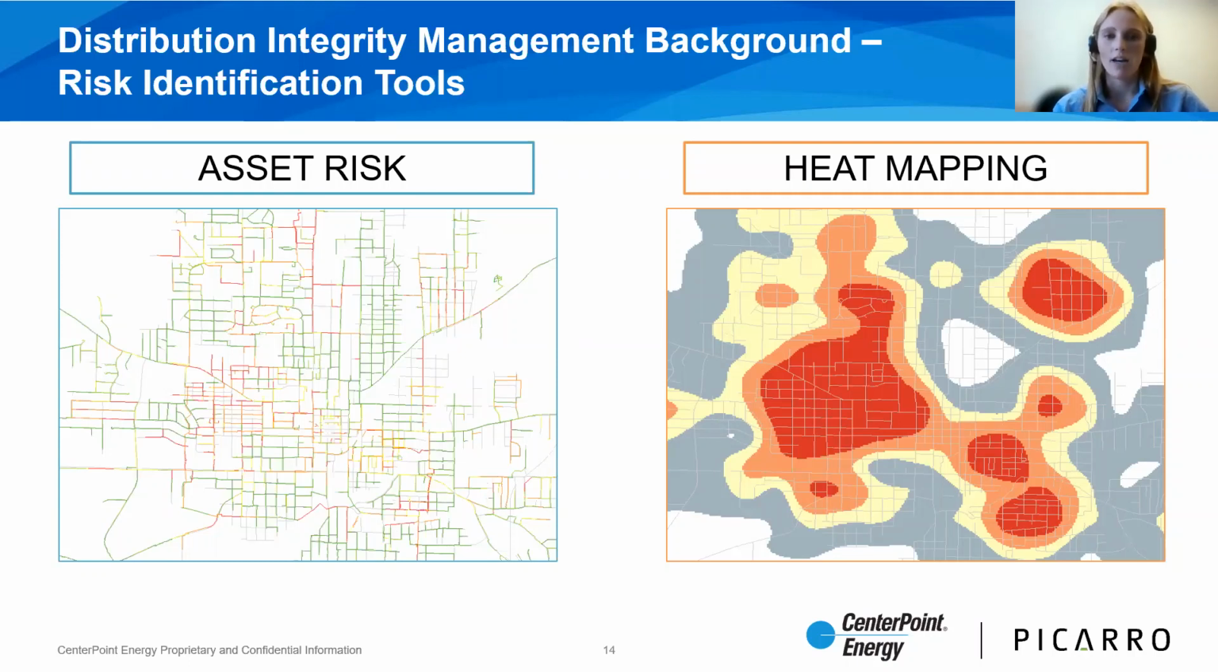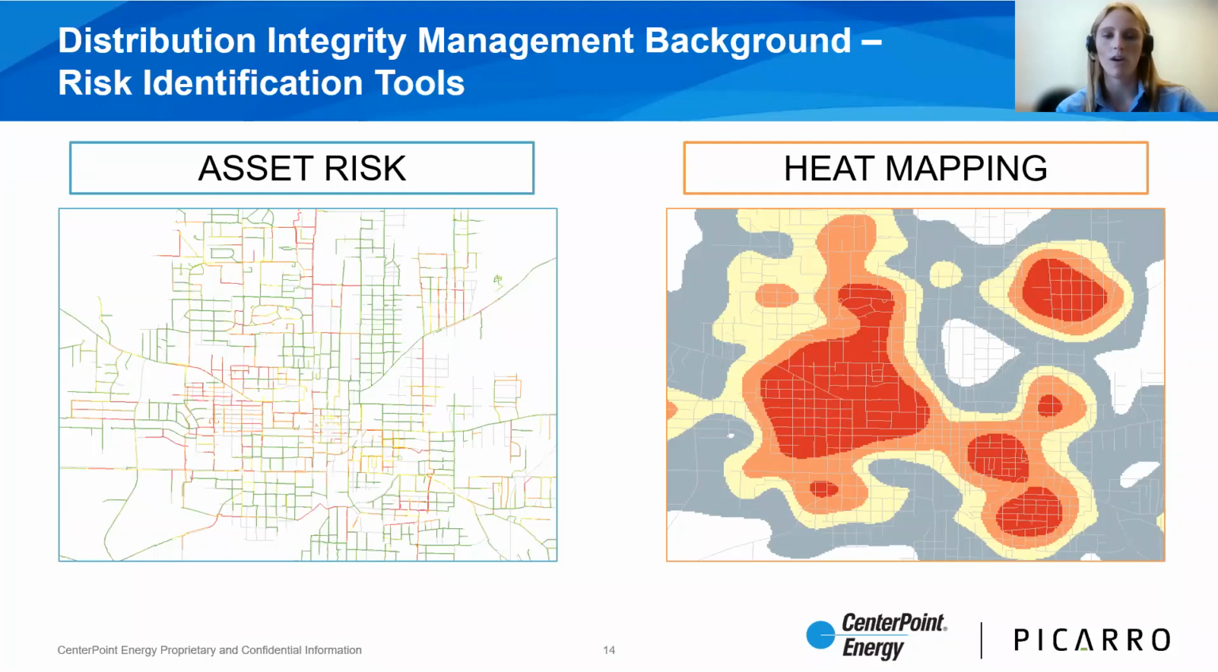On the right-hand side, this is another visualization that we use within GIS. It's our leak density heat maps. It takes all of our historic below ground leaks over the last 5 years, excluding excavation, because we do not target main replacements due to excavation damage. That's not a risk that we mitigate through our main replacement program. So again, this takes all of our below ground leaks past 5 years, excluding excavation.